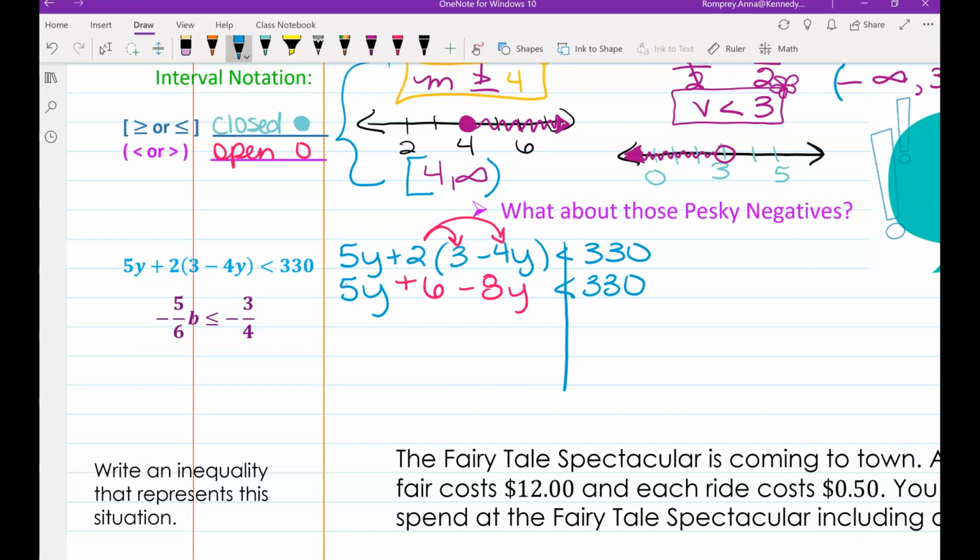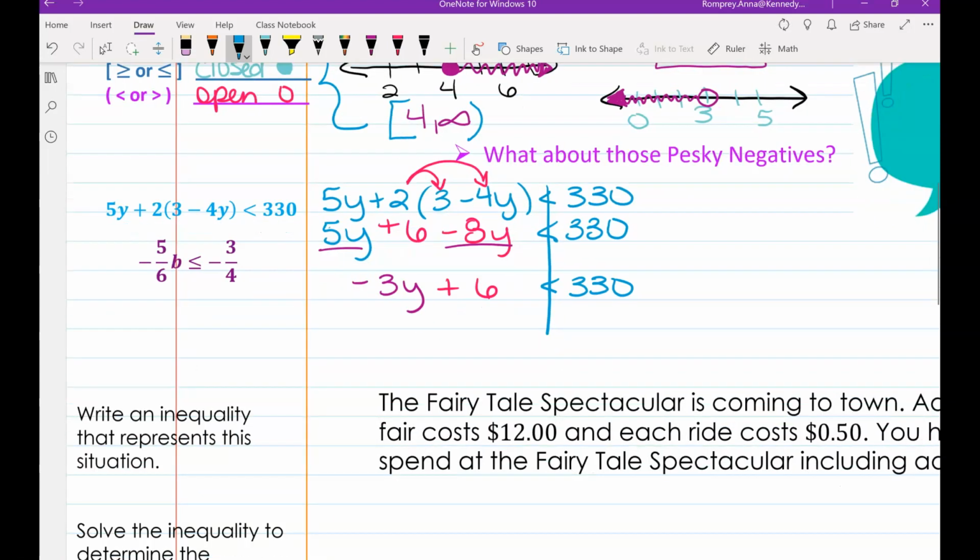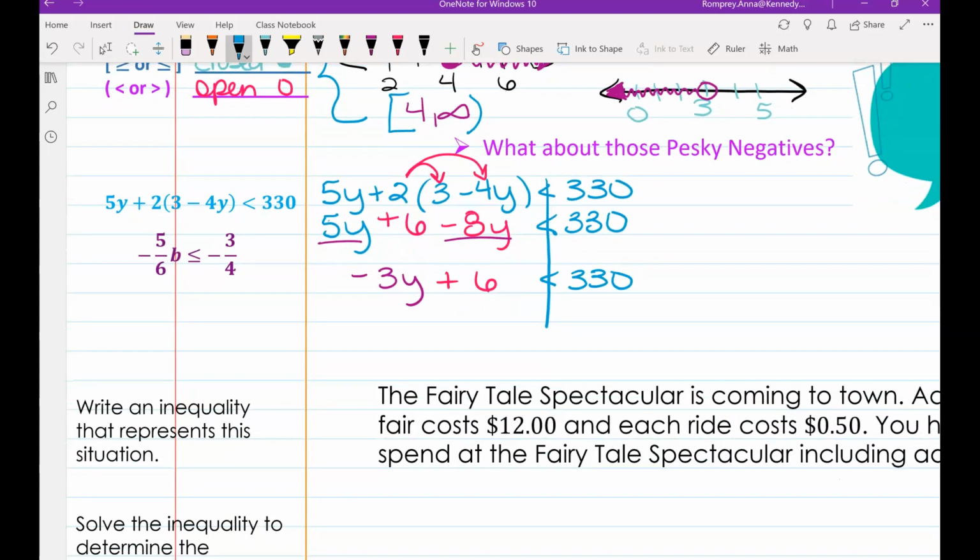Okay. Commutative property. Can we combine any like terms? 5y and negative 8y. So we've got negative 3y plus 6 is less than 330. Cool beans? So we've only got one variable. That's nice. Only variable on the left. So let's move everything over.